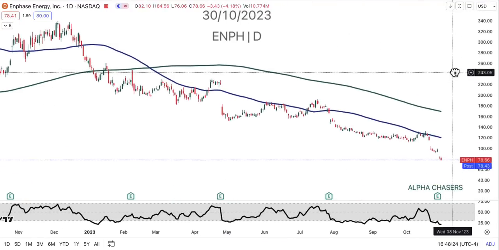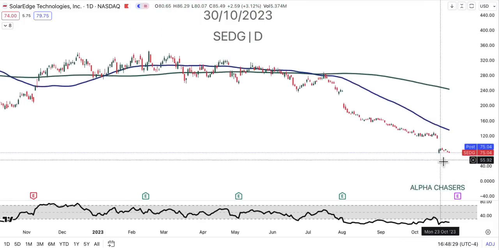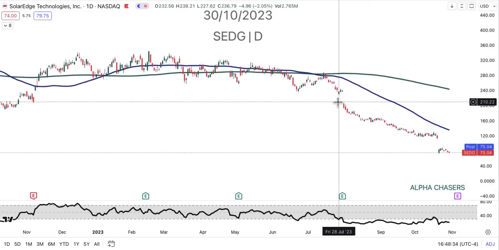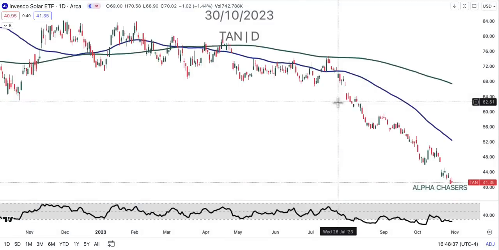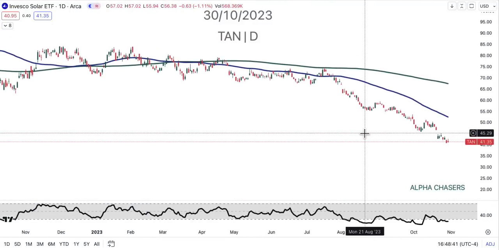You had ENPH make a lower low. SEDG finally comes out with earnings this week, and that even made a lower low. Even after the pre-announcement, we're going lower. This is somewhat troubling. If we take a look at TAN, we're still trying to hold on here. I mean, I have to actually zoom up so I can include this in the graph. So I think that's troubling.